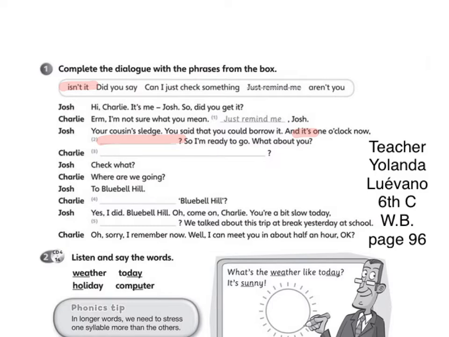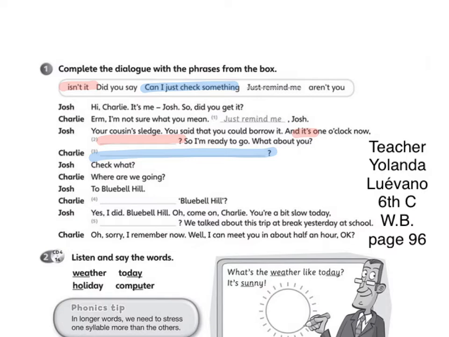So I'm ready to go. What about you? Next one should be, can I just check something? Check what? Where are we going? To Bluebell Hill.